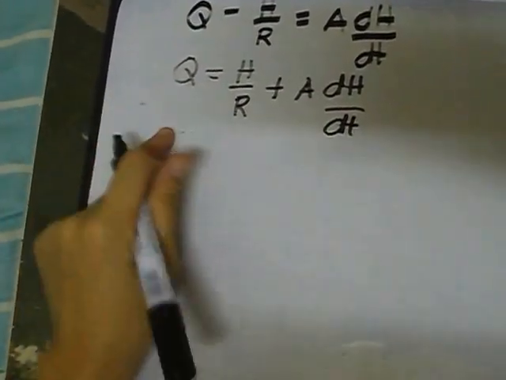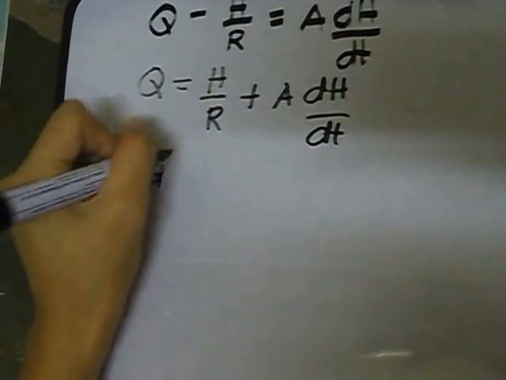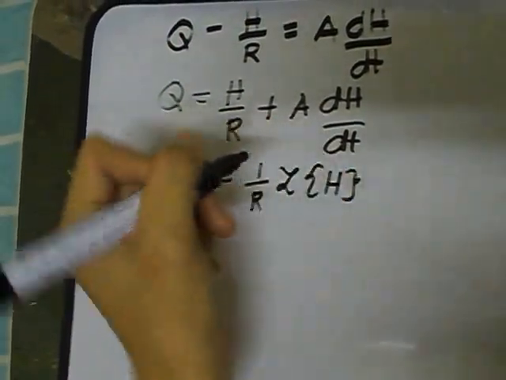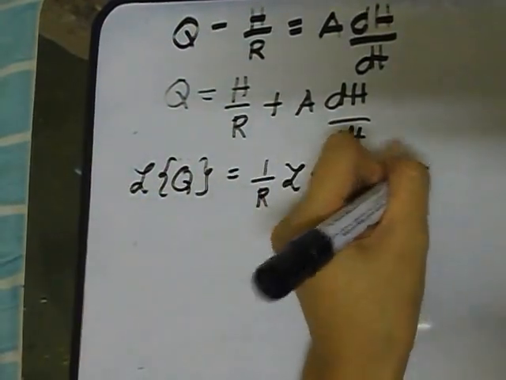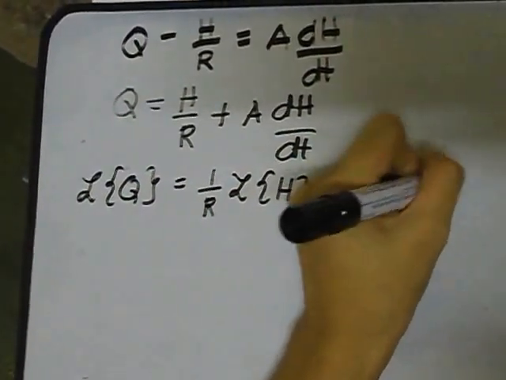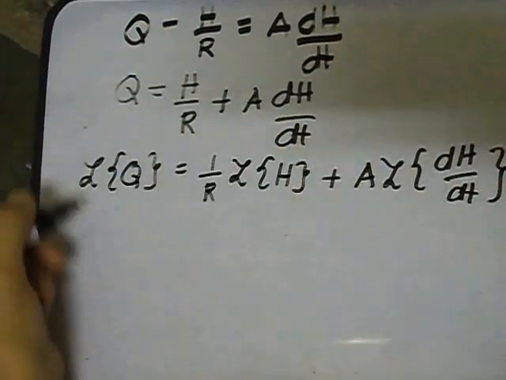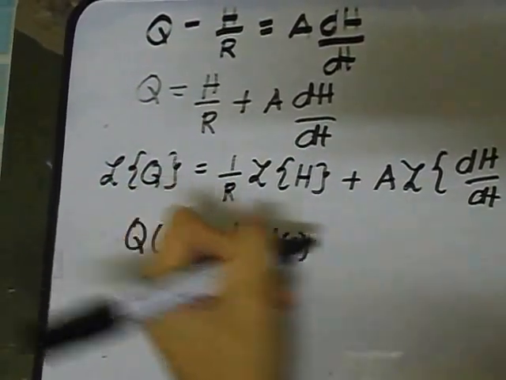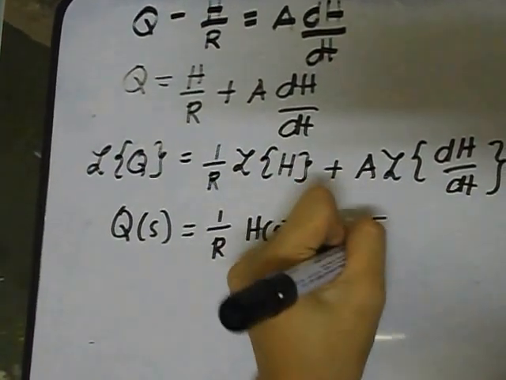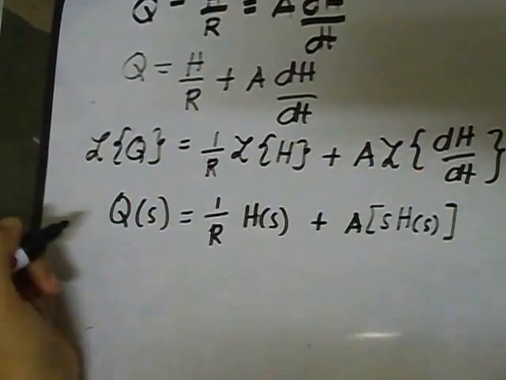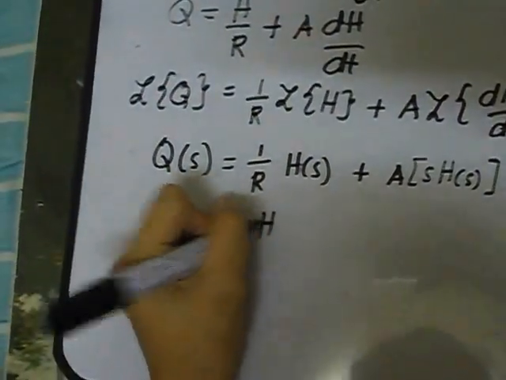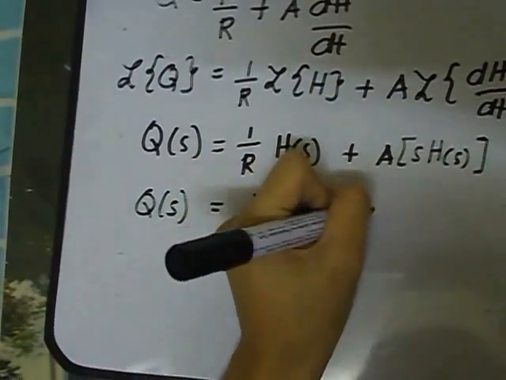Dayon we will take the Laplace transform of this equation, so Laplace of Q equals to 1 over R Laplace of H, since constant naman yung R kay naman tay value ani, plus kini pong A naman tay value ani, Laplace of dH all over dt. Laplace of Q is Q of S equals to 1 over R. Laplace of H is H of S plus A. Laplace of dH all over dt is equals to S H of S. So i-factor dayon nato ni ang ilahang H of S kay common man sila. So H of S diri 1 over R plus A S.